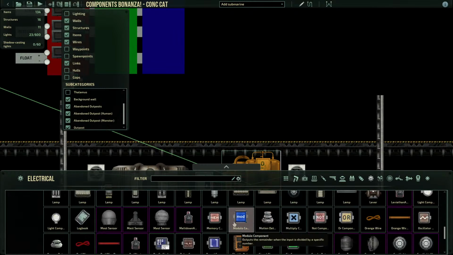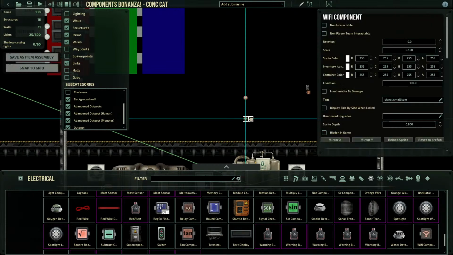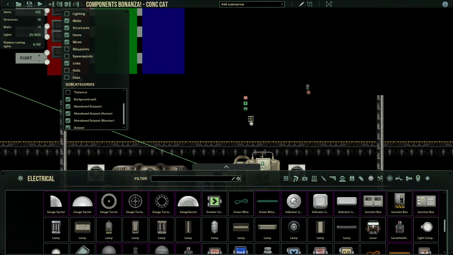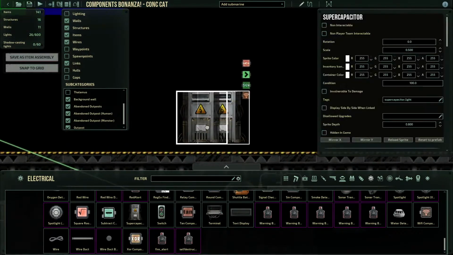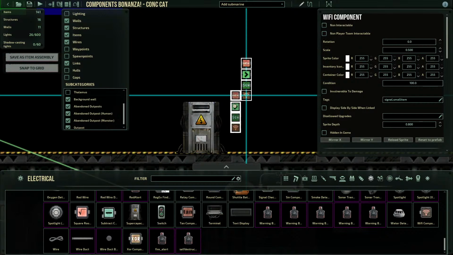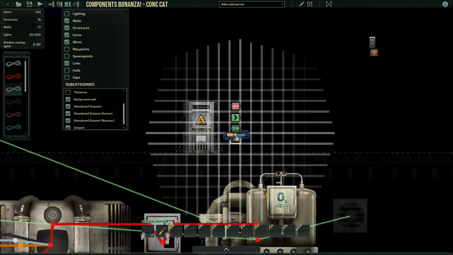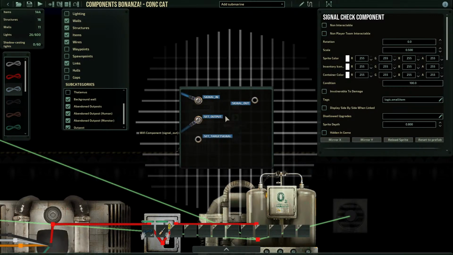Okay, so what do we have? We had a memory. We had switch. Here we had two Wi-Fis. Wi-Fi here and Wi-Fi here. We had the signal check component here. We had a grader component here. And we had a supercap. Okay. Wi-Fi here goes into the signal check. See if you guys are paying attention. Goes into the set output. Signal check in.